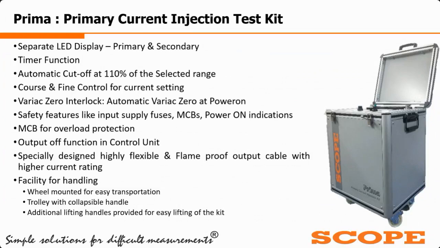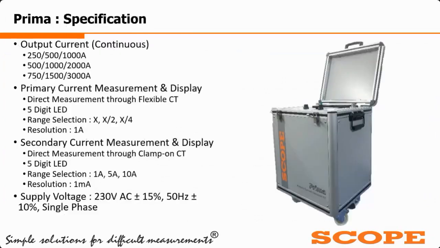This output function we have provided. Then specially designed, as I said, highly flexible and flame-proof output cables with higher current rating. Then facility for handling, wheel mounted for easy transportation. Here we have provided wheels from the transportation point of view. Then trolley with collapsible handles for easy movement. Then additional lifting handles provided for easy lifting of the kit.